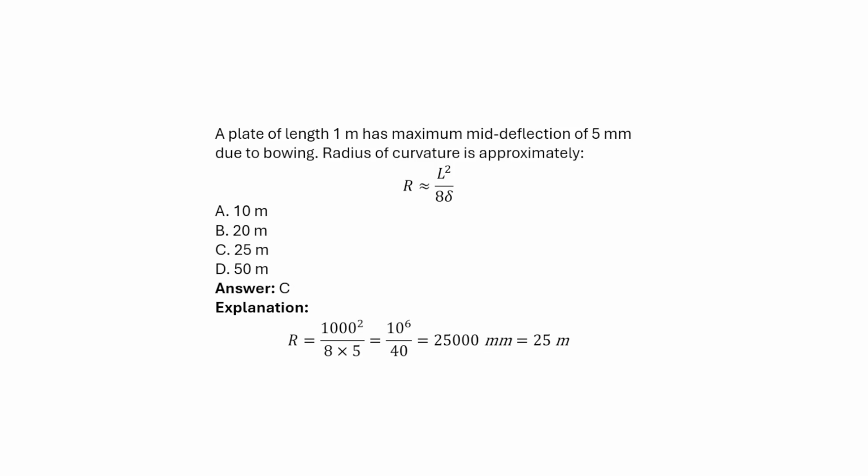Radius of the curvature is approximately r equal to L square by 8 delta. So the answer will be: length we know, that is 1 divided by 8 into mid deflection delta equal to 5, that we put, then we will get the radius of the curvature, that is 25 meter.